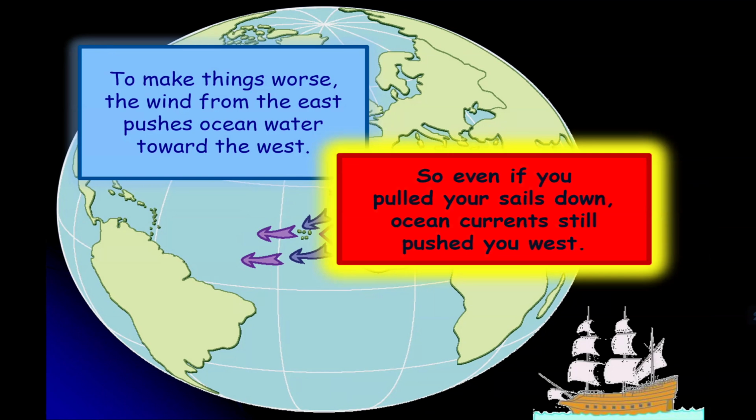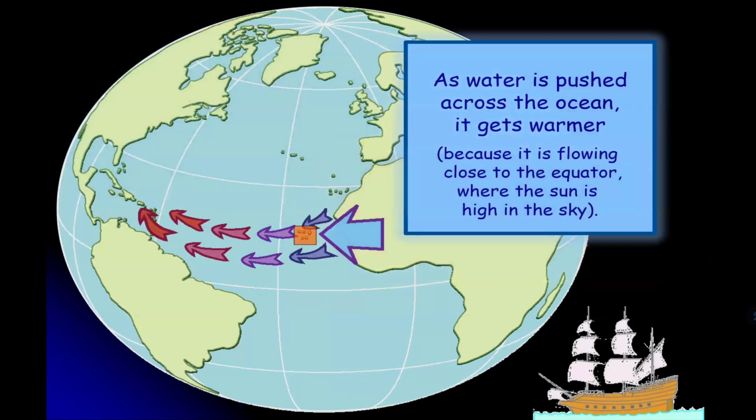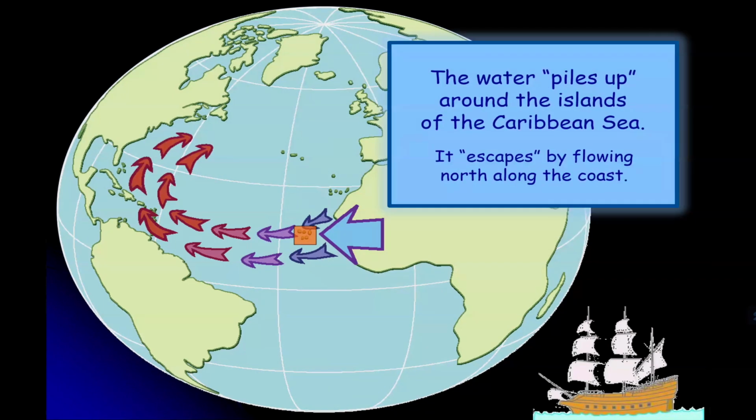By the way, that helps explain why we get a lot of hurricanes near Florida and not as many over by Europe. As this water is pushed across the ocean, it gets warmer because it's flowing close to the equator. The sun's really high in the sky. And it piles up around the Caribbean islands there. That water's got to go someplace, and a lot of it escapes by flowing north along the coast.